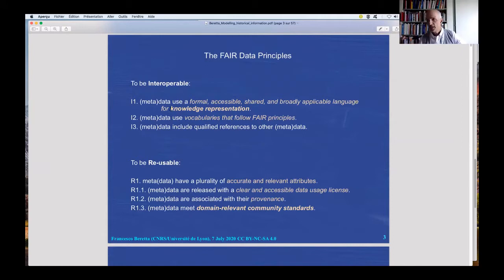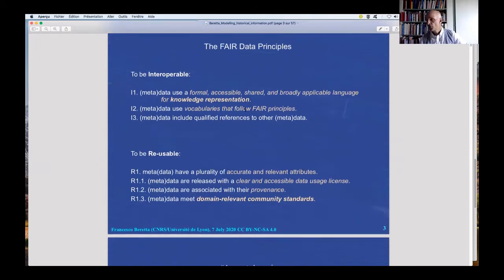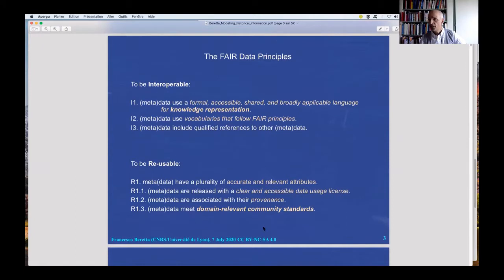We have to apply them to our discipline, and they raise 2 major points which we have to consider. One point is the issue of knowledge representation. How can we represent modeling, the knowledge we want to share? And the second issue, which is quite clearly stated, is that we need community relevant standards. We cannot model things like biologists do or like the social web does, because these are different communities. We need a consistent modeling for our discipline, historical sciences, generally speaking. So how to do this?